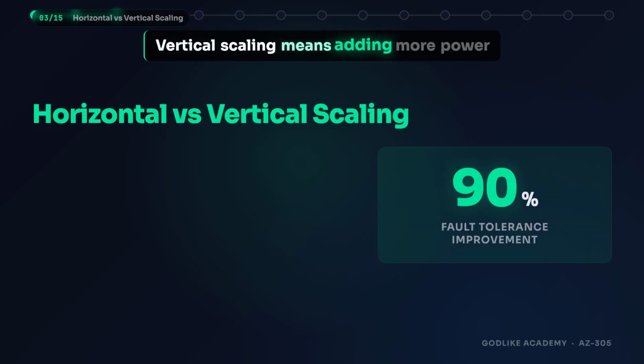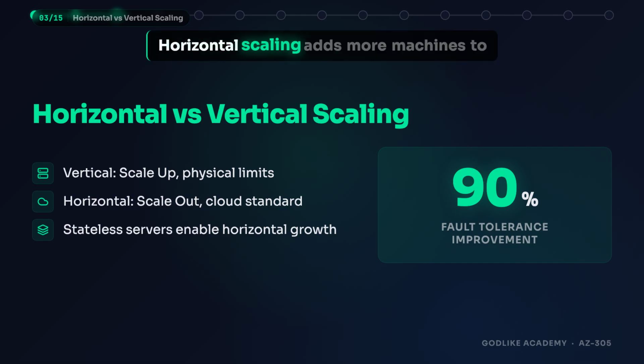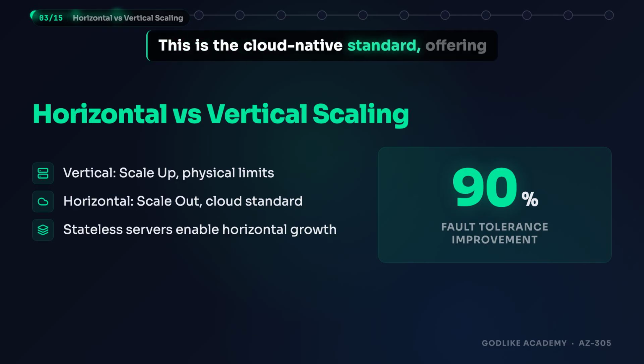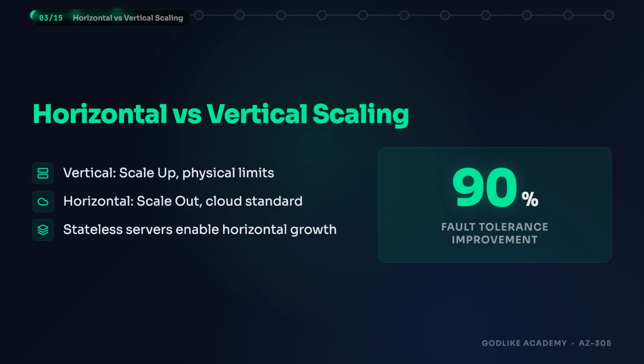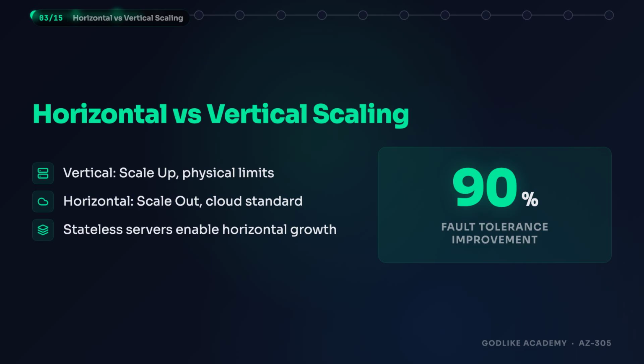Vertical scaling means adding more power to an existing machine, like upgrading CPU or RAM. It has a physical ceiling and creates a single point of failure. Horizontal scaling adds more machines to the pool. This is the cloud-native standard, offering virtually infinite growth and better fault tolerance. A key metric: horizontal scaling can improve fault tolerance by up to 90% compared to a single large instance.